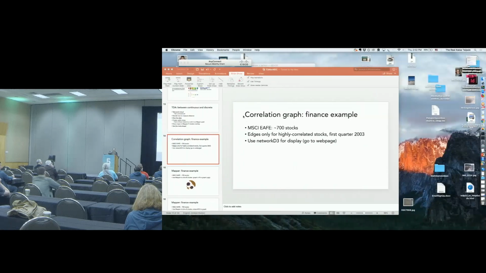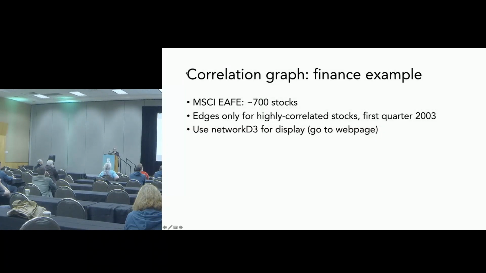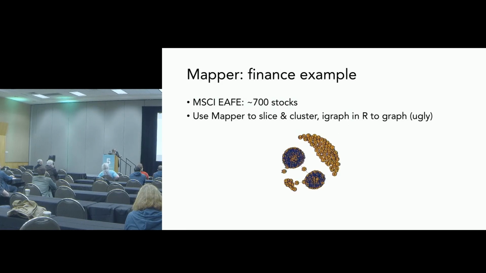And the thing that I'm particularly interested in for this is the structure over time as we have crashes and recoveries in the economy, right? So that's 700 stocks. I used network D3. This is what it looks like in iGraph in R. It is not pretty, I gotta say. iGraph is a great package, but it's ugly.